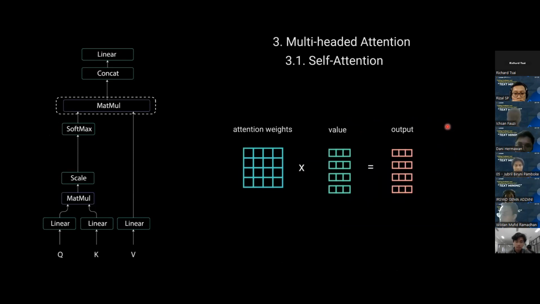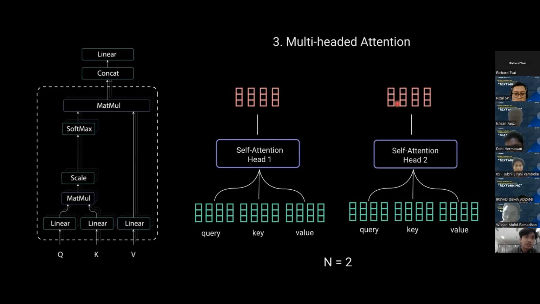And next, we multiply the attention weights by the corresponding values, which gives us the output. Following our explanation of self-attention, let's now discuss multi-headed attention. Recall that we employ a series of linear transformations to create sets of queries, keys, and the values.